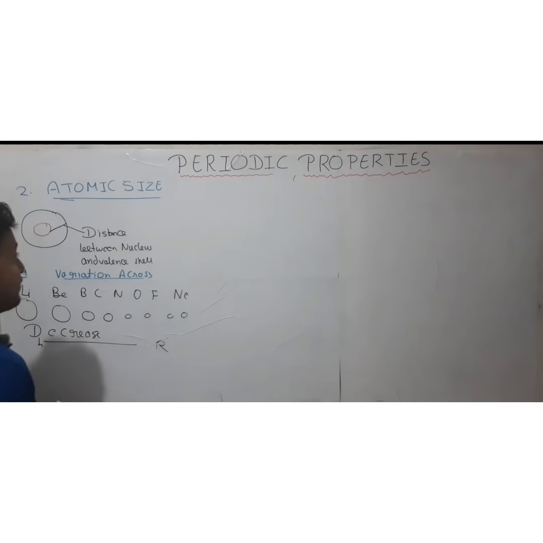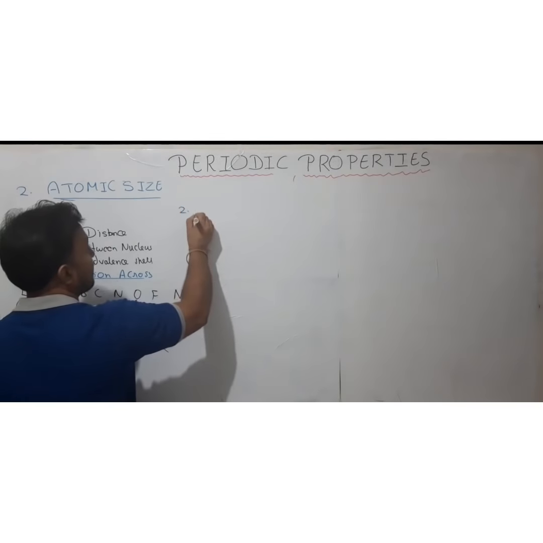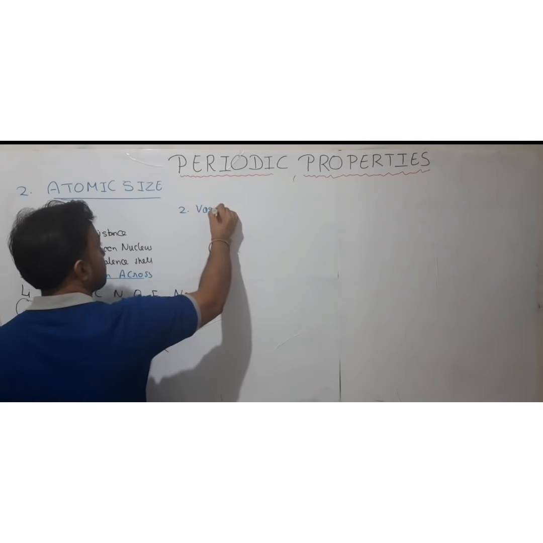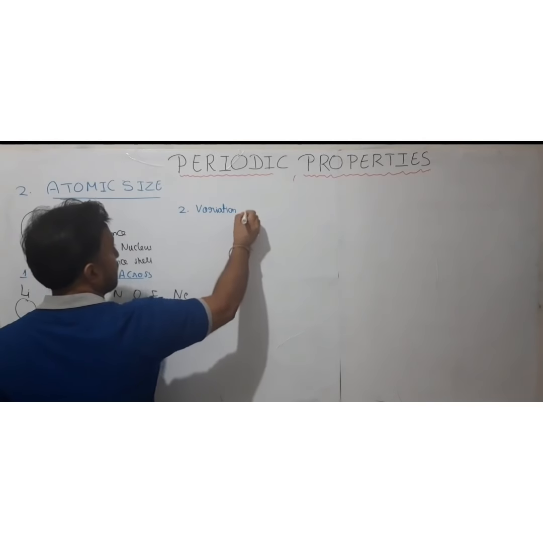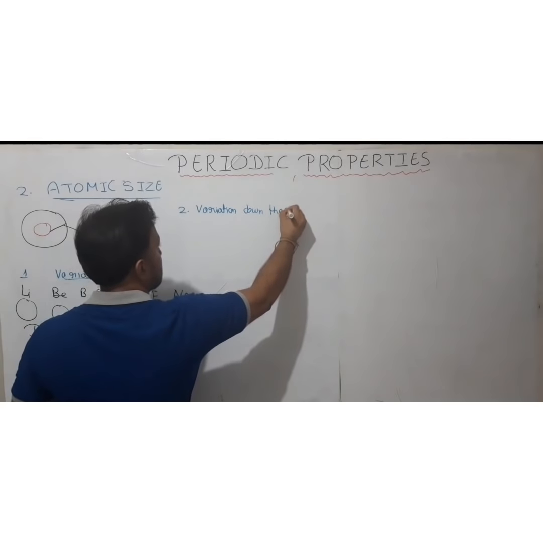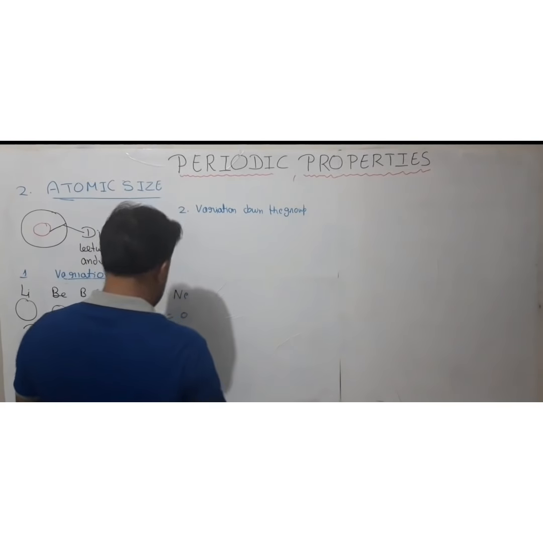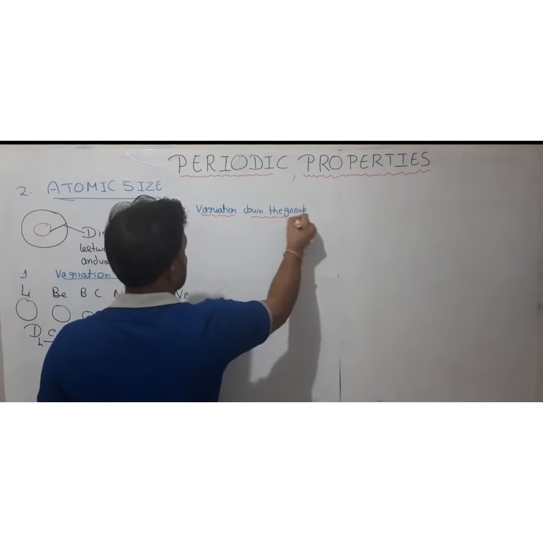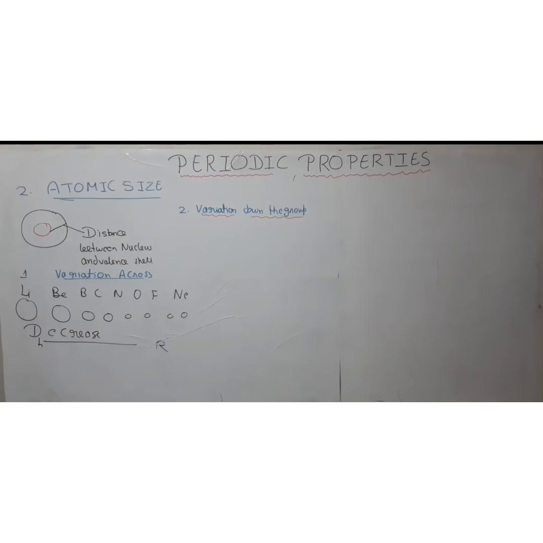Now the second type, the second variation I am talking about, is variation down the group. When we say variation down the group, again we are going to use the property of the nuclear charge, that is how the nuclear charge varies down the group.